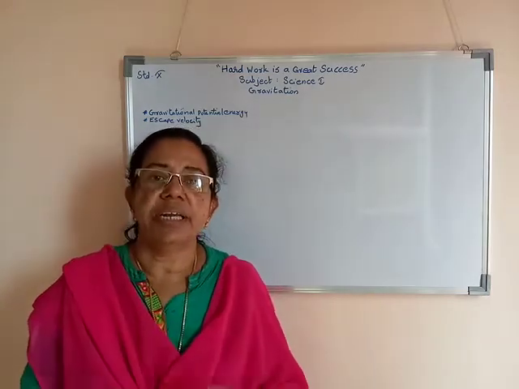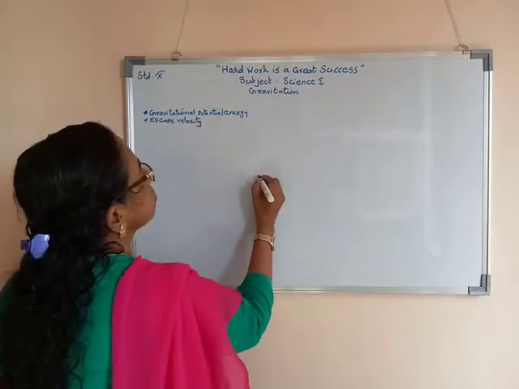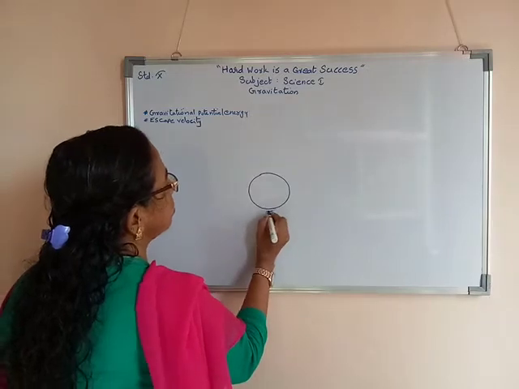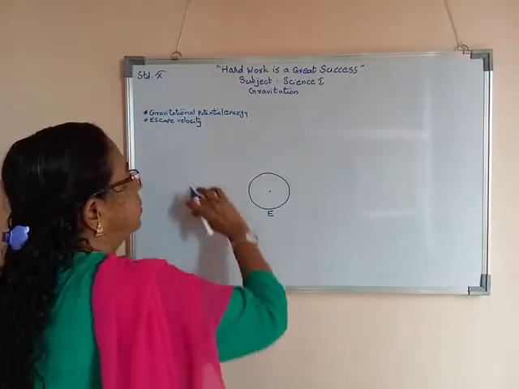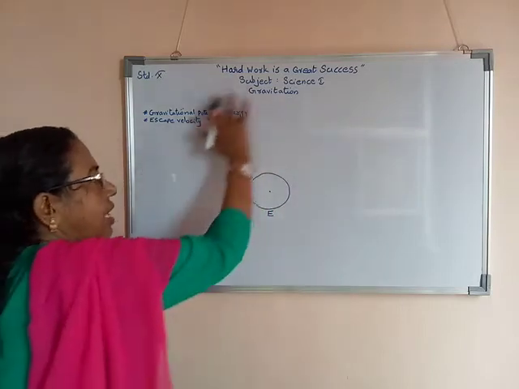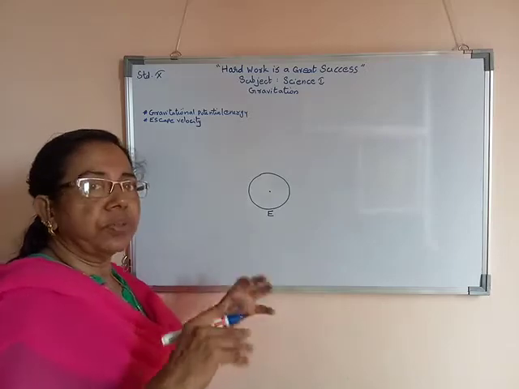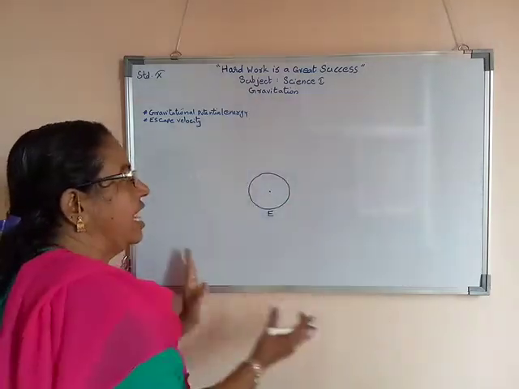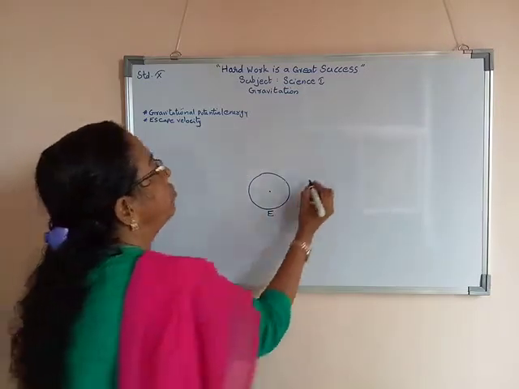Now I will explain what is the gravitational field. Just imagine this is the earth. This is its center. Around the earth, till how much distance can the earth attract an object? Till that much distance around the earth is known as the gravitational field.